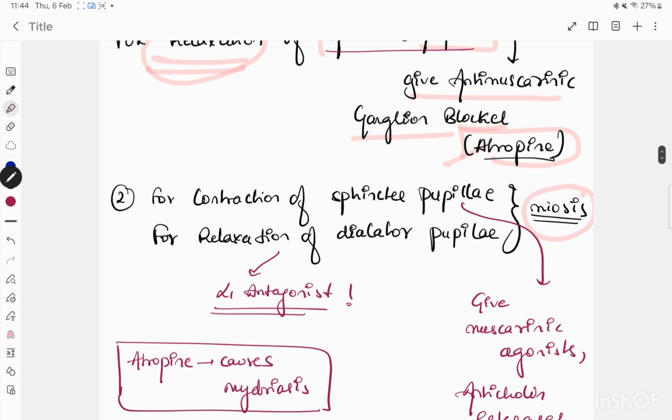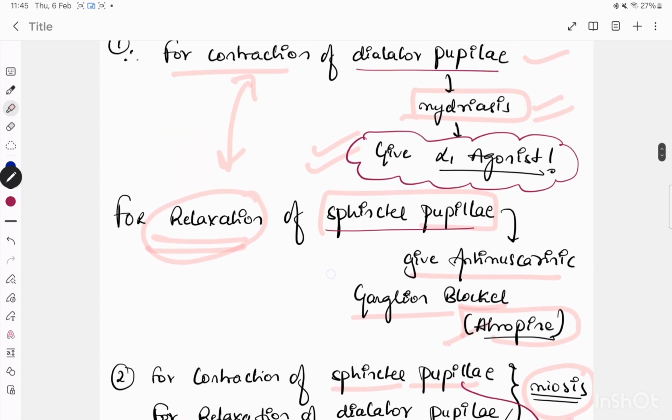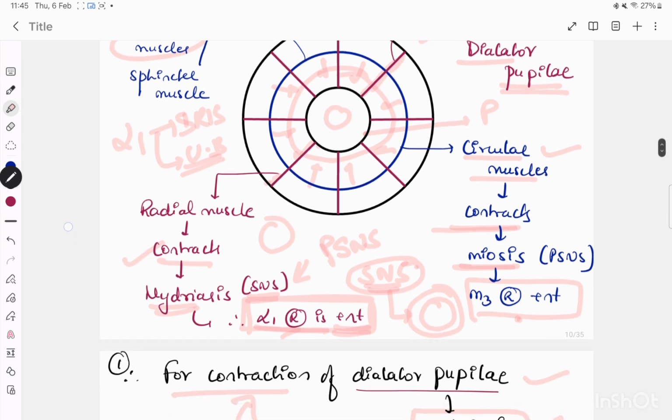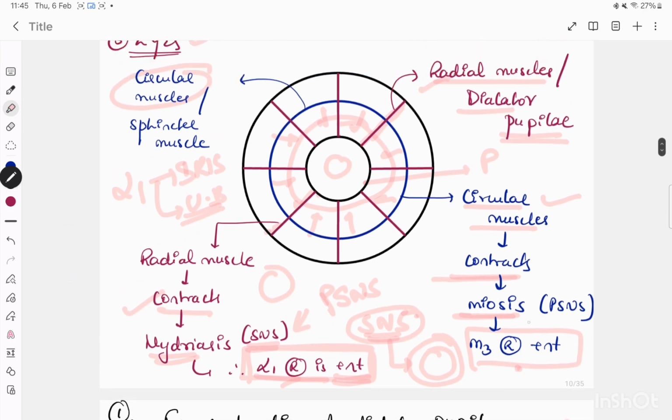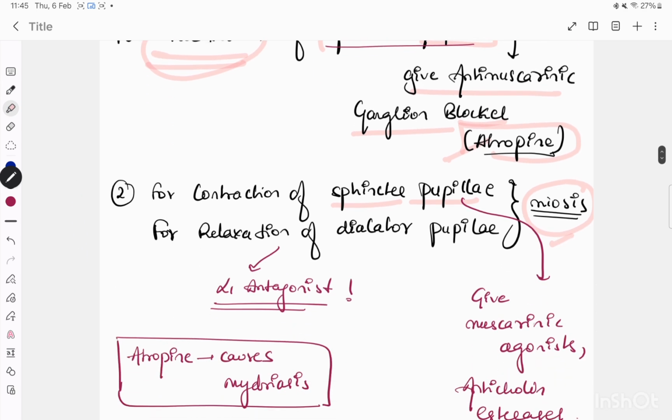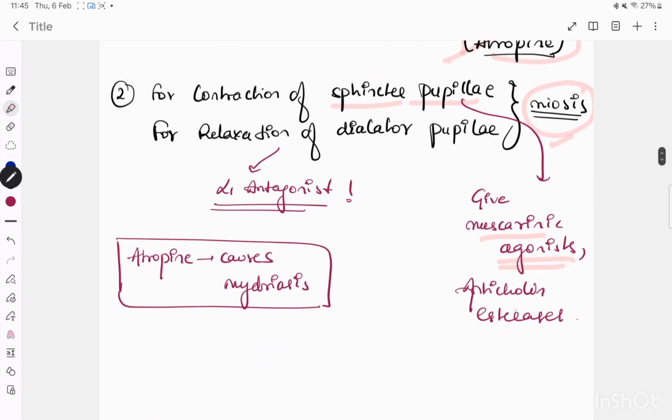Now I want to cause miosis. Miosis is constriction of the pupil. So to cause miosis, which muscle do I need to stimulate? Think and tell me, which muscle do I need to stimulate for miosis to take place? I need to contract the sphincter pupillae, that is this circular muscle. If I contract the circular muscle, what will happen? Miosis takes place. So I will give muscarinic agonists, or I will give anticholinesterases.